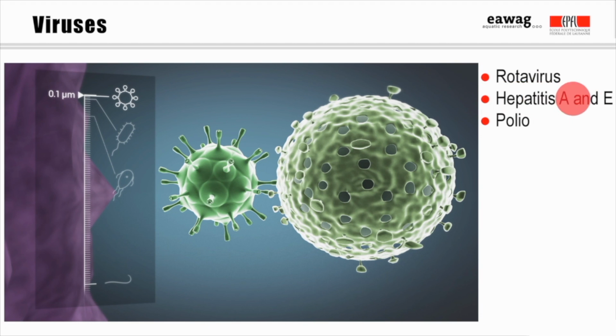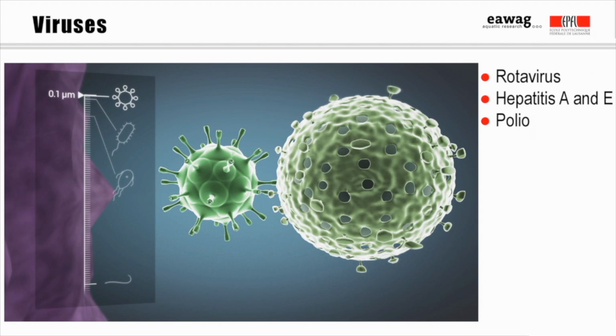Rotaviruses and hepatitis A and E viruses are the most widespread waterborne viruses affecting humans. Here you see rotavirus at about 75 nanometers, and hepatitis E, which is quite small, at about 30 nanometers. You could line up thousands of hepatitis E viruses and still be smaller than a human hair.